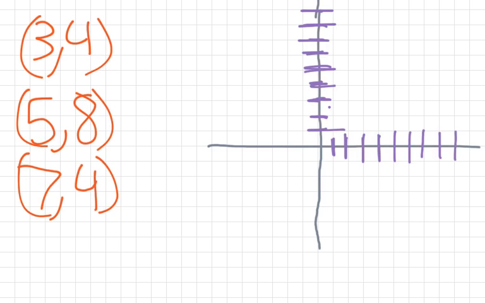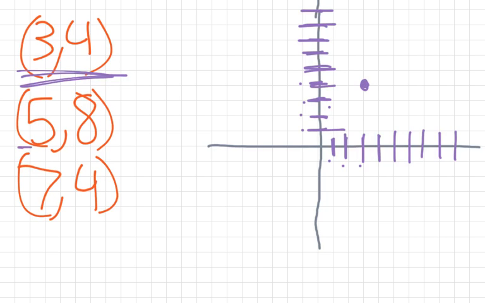Okie dokie. So let's go ahead and do these together. So I'm going to go ahead and start. If you are finishing up, that's totally fine. So let's start with 3, 4. Okie dokie. Awesome. So I'm going to go 1, 2, 3. And now I'm going to count up. 1, 2, 3, 4. So I'm going to put my point right there.